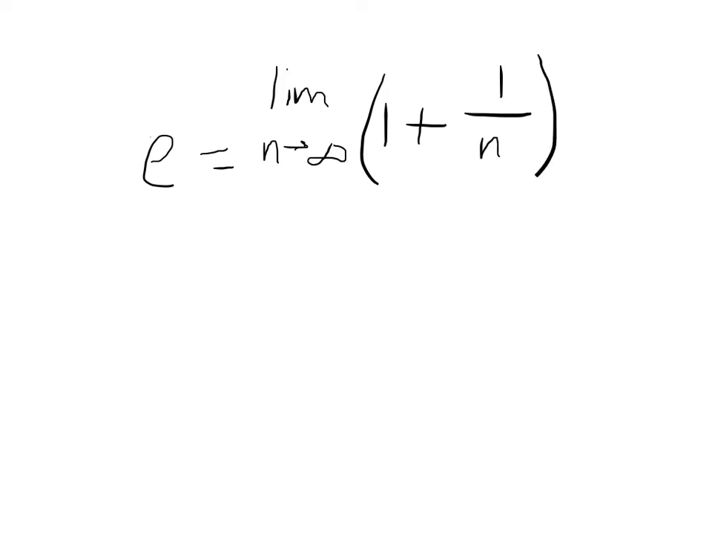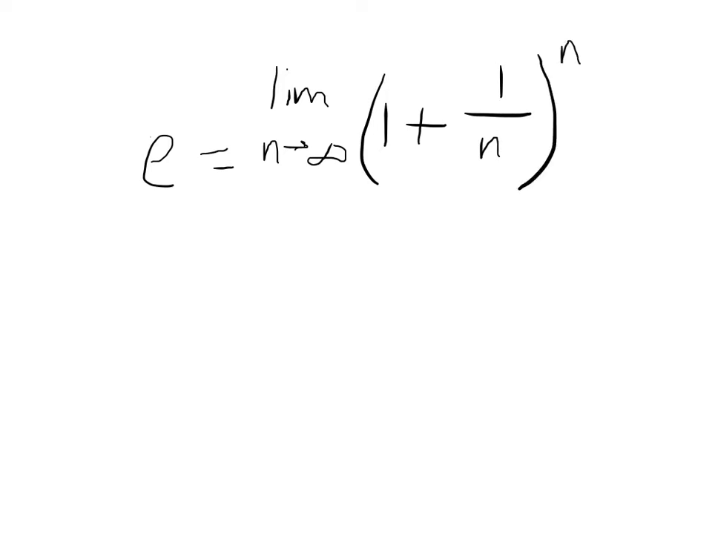Okay, so in section 5.4 here, we're going to be introduced to the constant E. And E is defined to be a fairly complicated expression: the limit, as n goes to infinity, of the quantity 1 plus 1 over n, raised to the nth power.